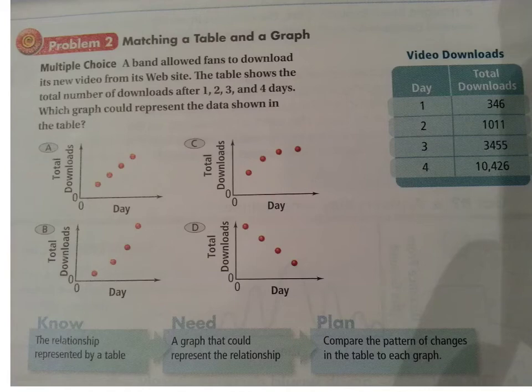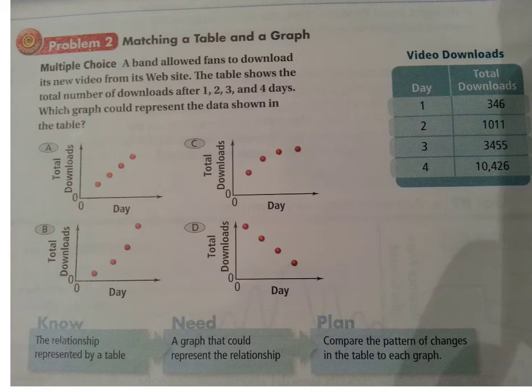Should the vertical distance between the points shown in the correct graph be constant? No, because the total downloads, which represents the vertical axes, are not constant. So that means we can mark off A, because if you look here, this makes a straight line. We don't have that. This is not a constant increase of total downloads.